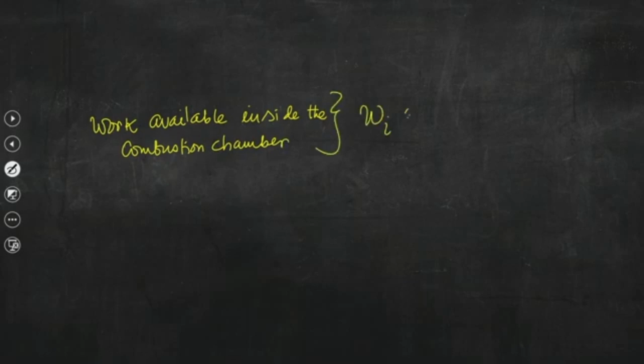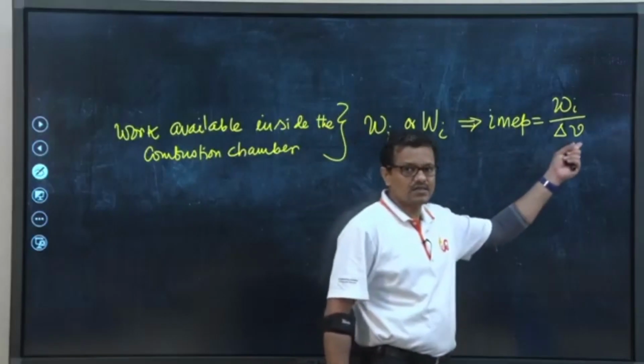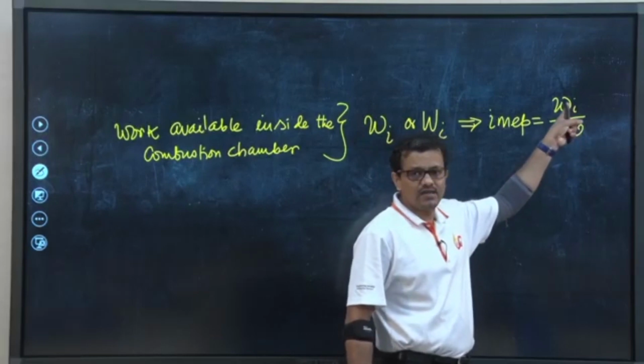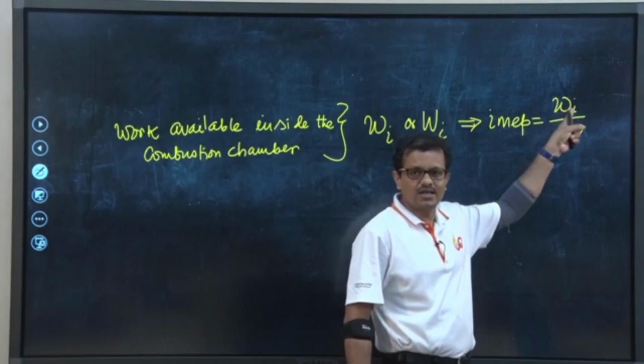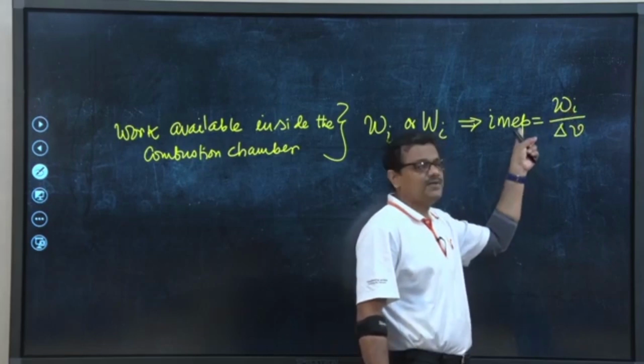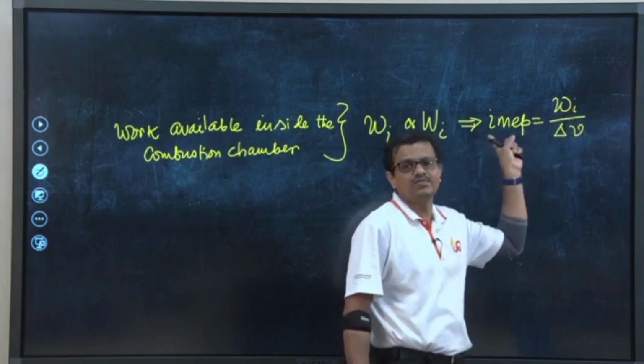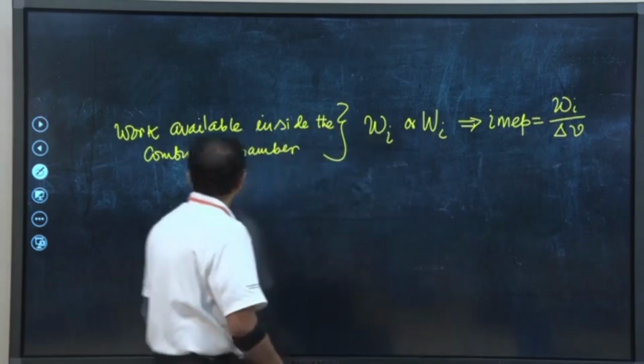Wi, and IMEP will be equal to Wi by delta V. For the same engine, delta V is fixed, only the work which is available inside the combustion chamber is the indicated work, and if we define the mean effective pressure considering indicated work, it would be indicated mean effective pressure.